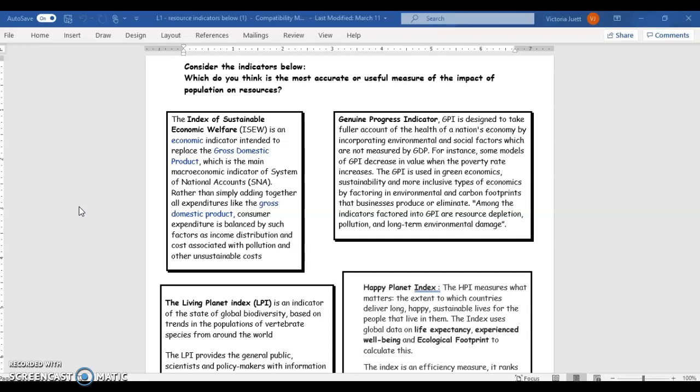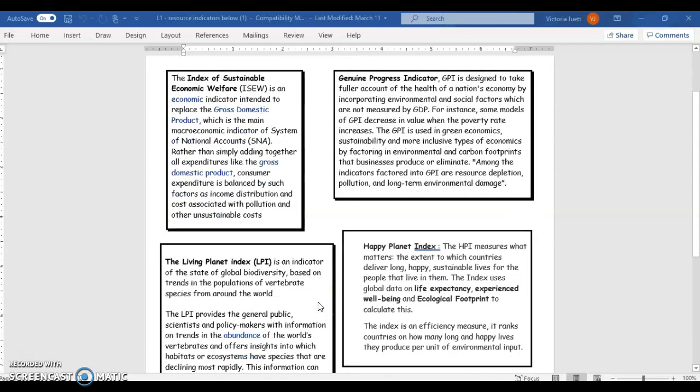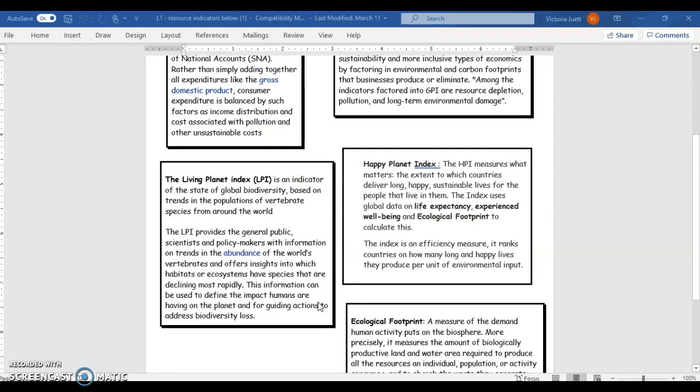So that looks at environmental and social factors as well. It's a green economics type thing. It looks at carbon footprints. It looks at resource depletion and long-term environmental damage. So again, a step forward in terms of not just focusing on wealth, but focusing on the impacts of wealth creation. Then you've got the Happy Planet Index.